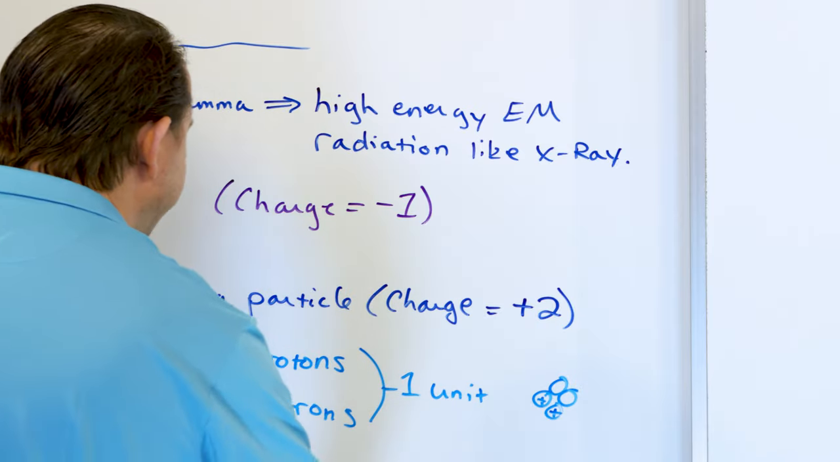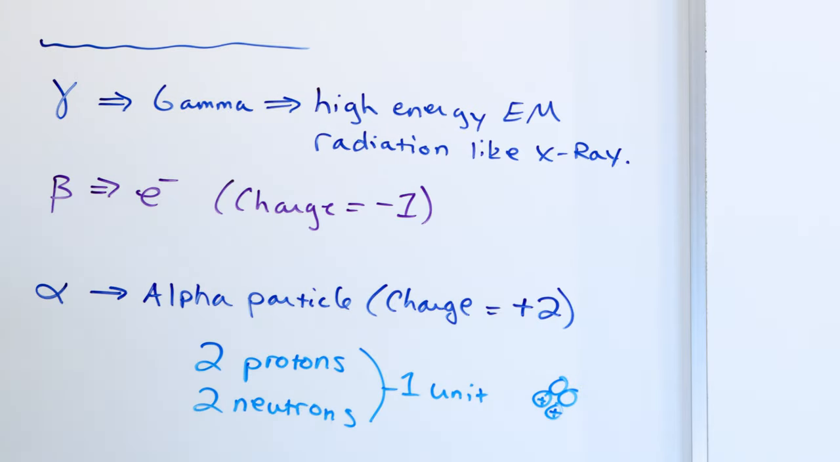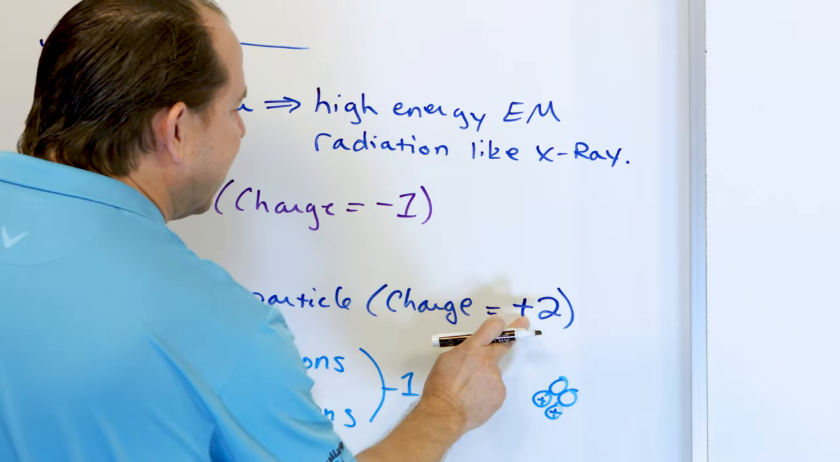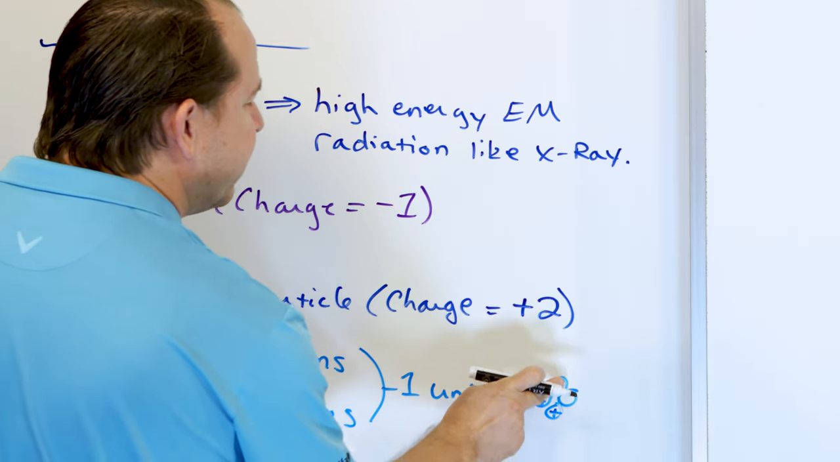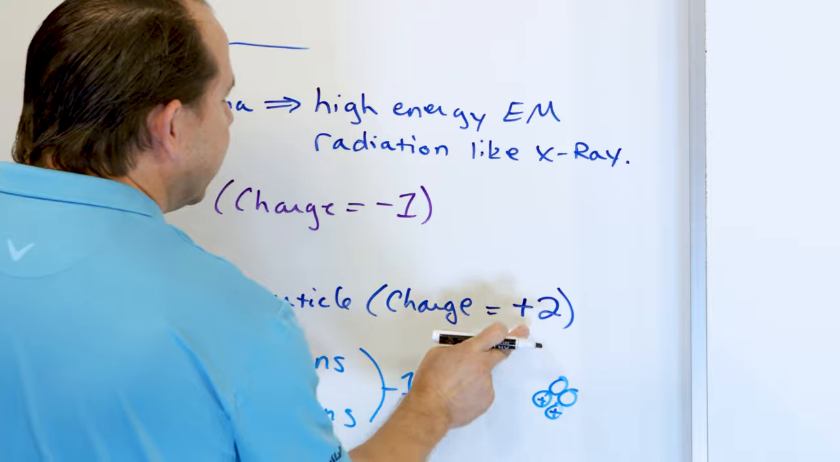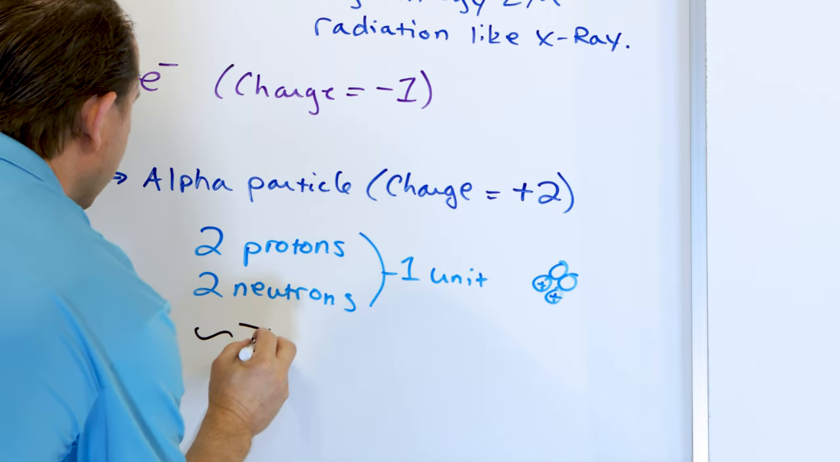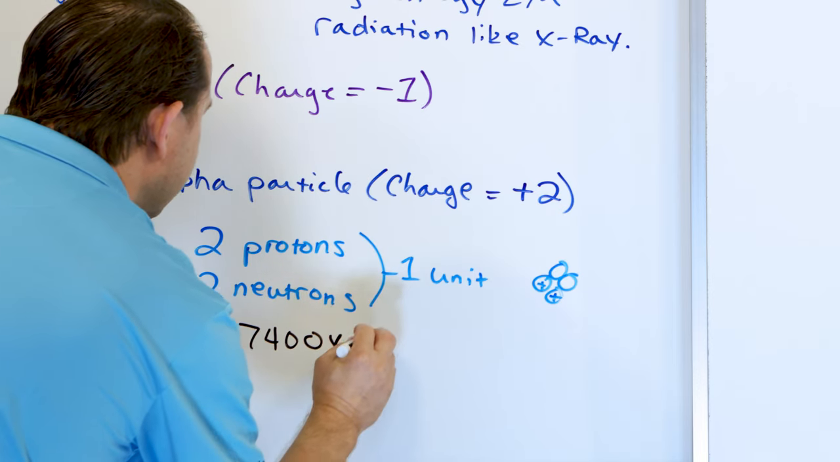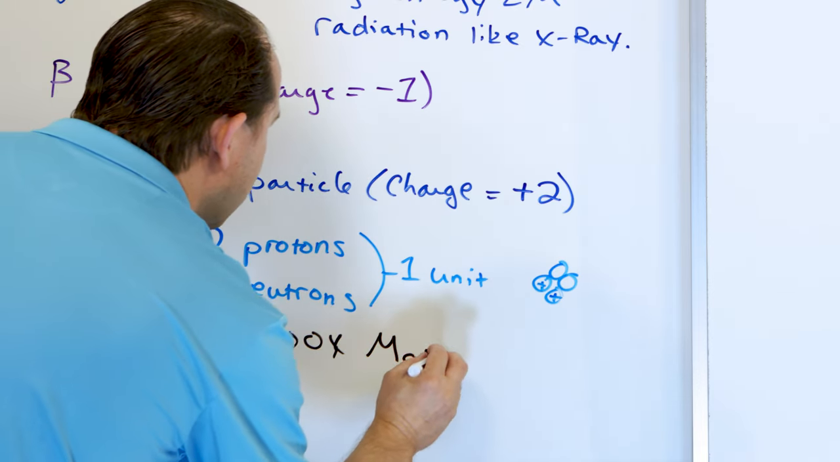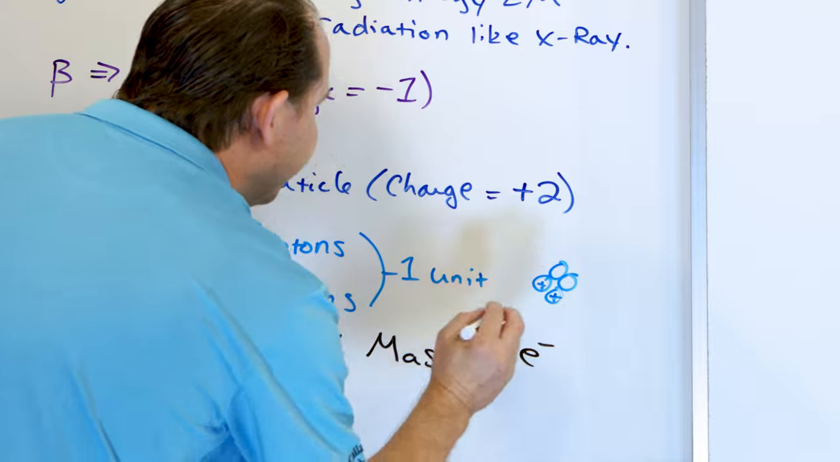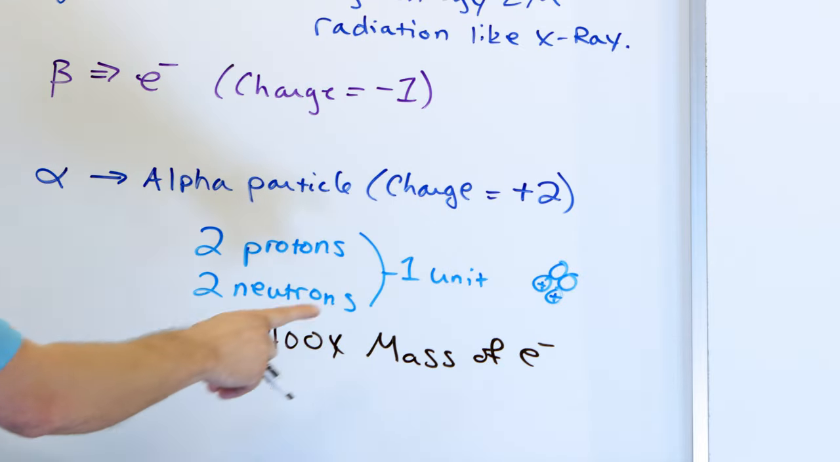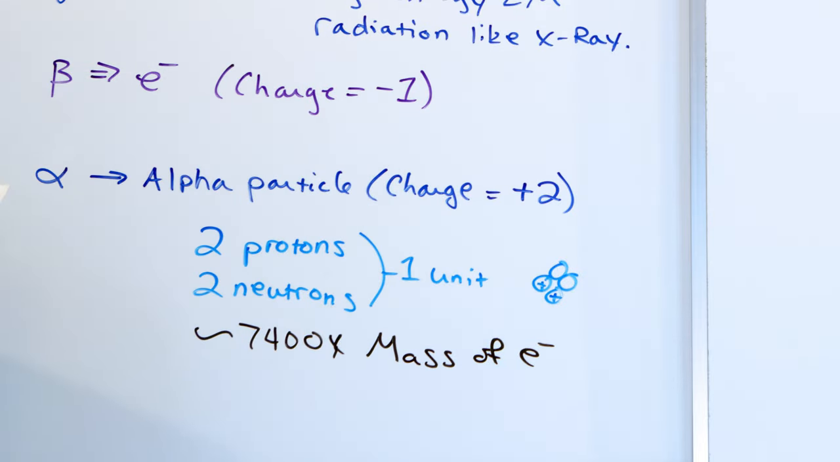And what we discovered about this, or what they discovered about this, is that not only does it have a charge of plus two because it has two protons, remember the neutrons have no charge, so the charge of the alpha particle is plus two, but it was about 7,400 times the mass of the electron. So it's way more massive and it has more charge, right?